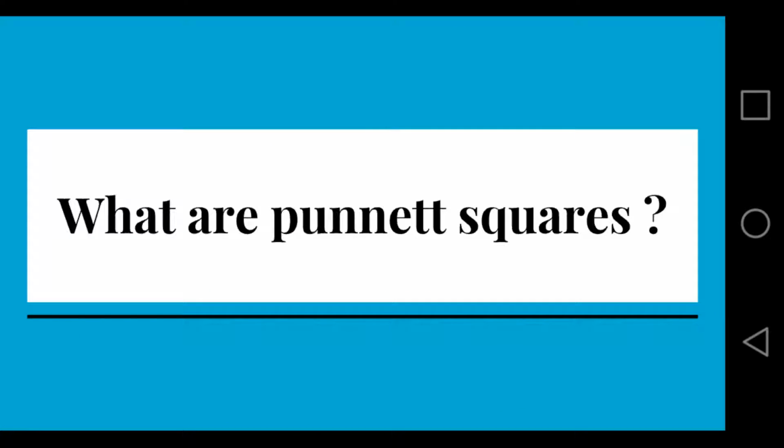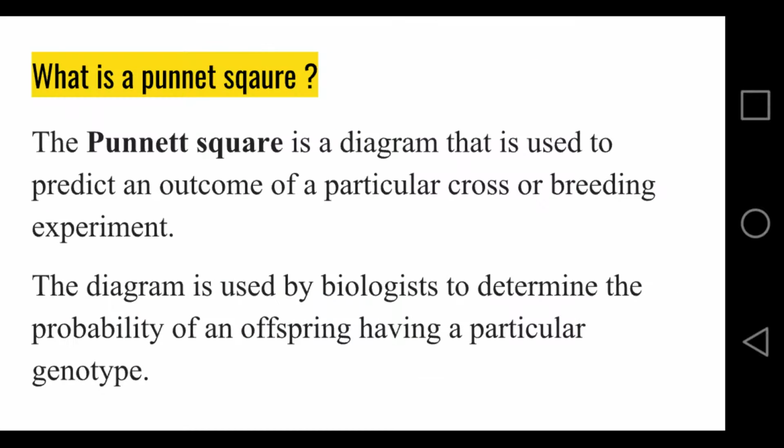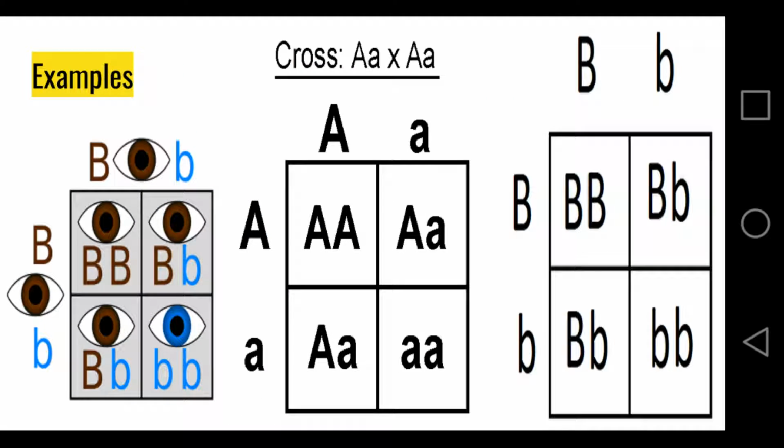What are Punnett squares? The Punnett square is a diagram that is used to predict an outcome of a particular cross or breeding experiment. The diagram is used by biologists to determine the probability of an offspring having a particular genotype. Here are some examples of Punnett squares.